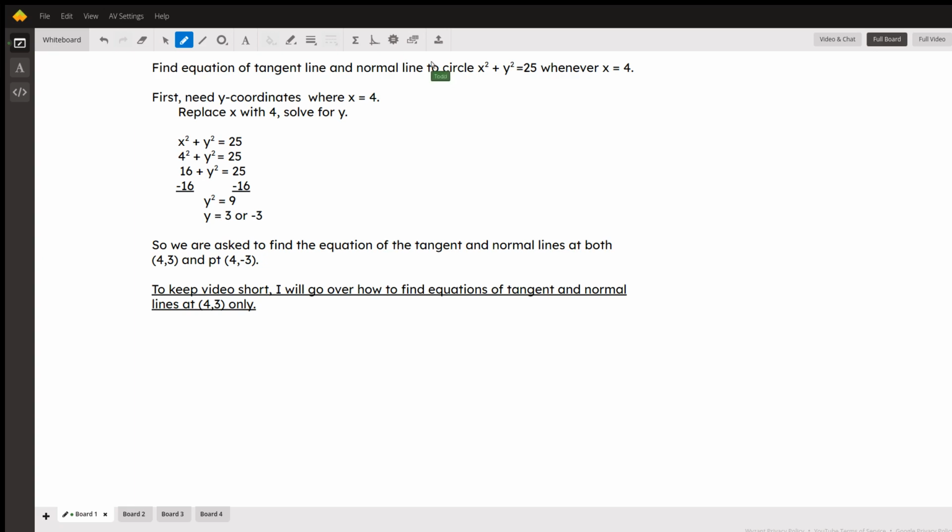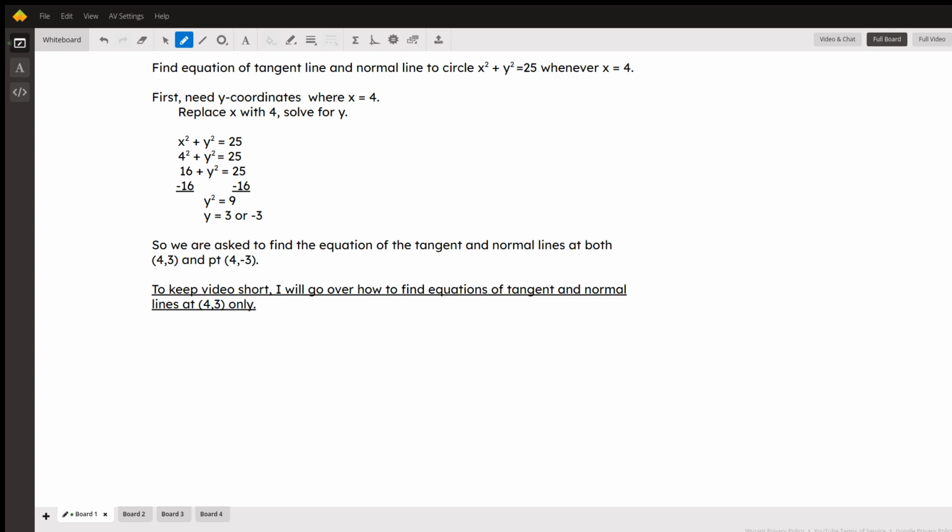To do that, go back to your original function formula, replace x with 4. We would have 4 squared plus y squared equals 25. Once we replace, you just solve for y. 4 squared is 16. 16 plus y squared is equal to 25. Subtract 16. We get y squared is equal to 9. Square root both sides. You get y is 3 or negative 3.